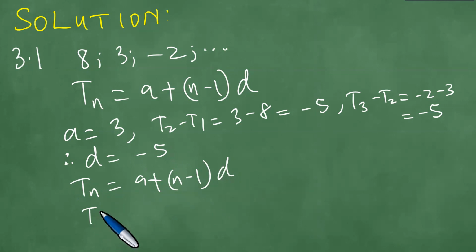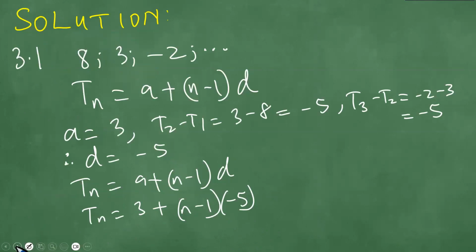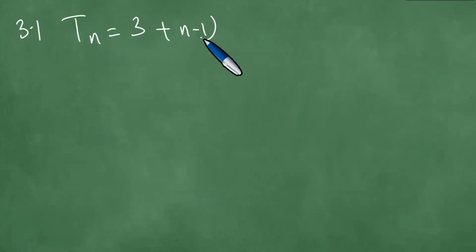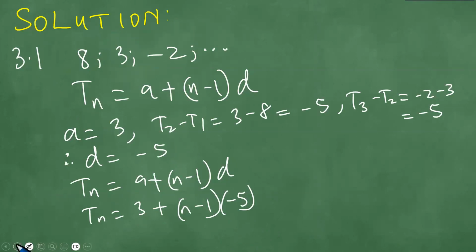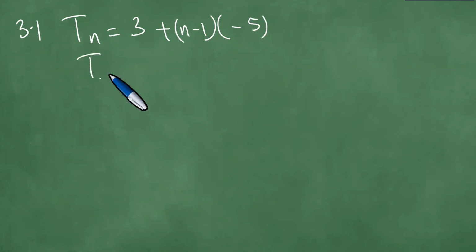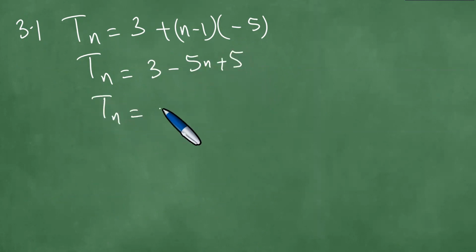Which means Tn equals A plus n minus 1 into D, where A is 3, so it is 3 plus n minus 1 into minus 5, which is minus 5n plus 5. So what is 3 plus 5? It's 8.